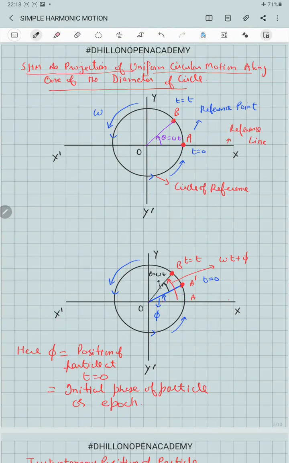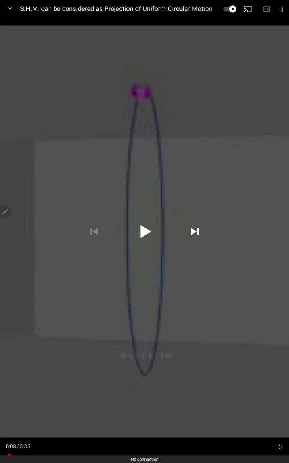Let us now discuss an important property: simple harmonic motion is the projection of the uniform circular motion along one of the diameters of the circle. Let us see an animation in order to understand this.